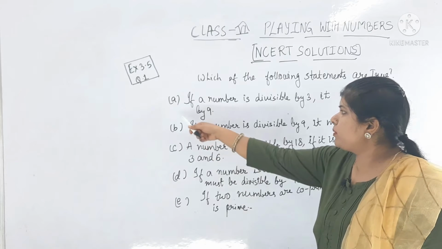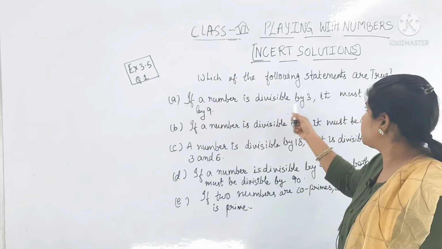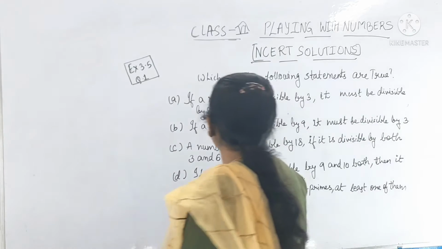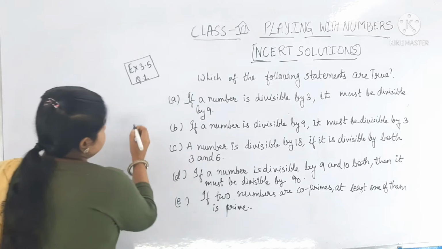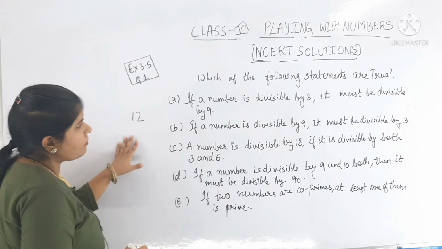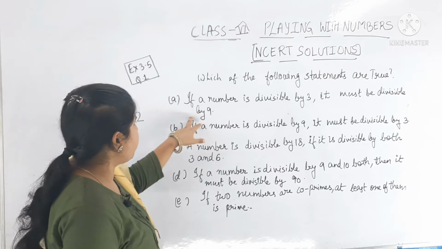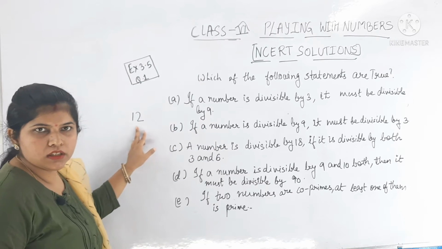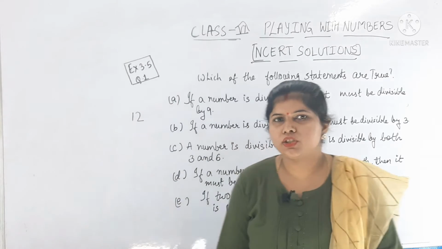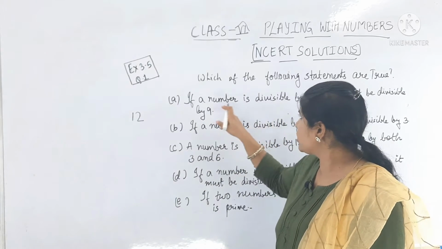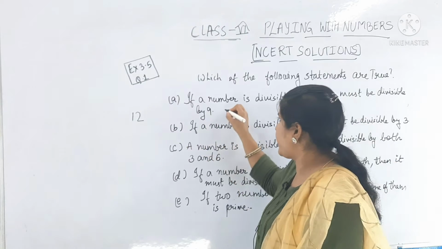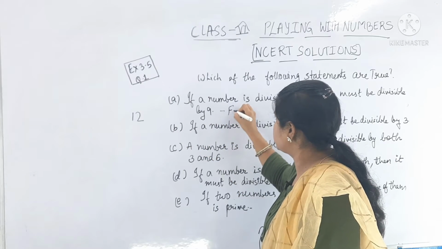Part A: if a number is divisible by 3, it must be divisible by 9. If a number is divisible by 3, let's say 12. It is divisible by 3, so must it be divisible by 9? No, 12 is not divisible by 9. So it is not essential that if it is divisible by 3, it will be divisible by 9. So it is false.